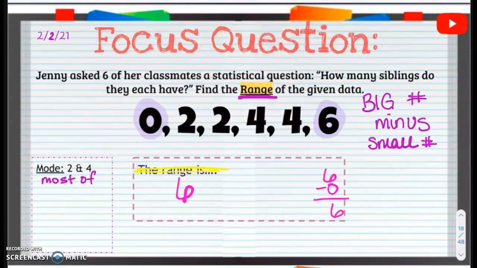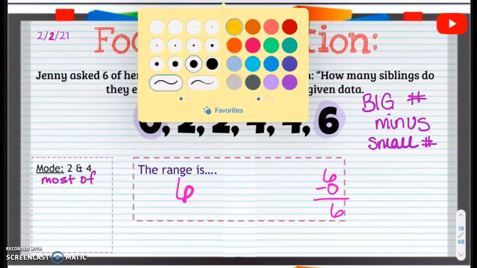And that is it. Whoa, I did not mean for that. I meant to do gross yellow.